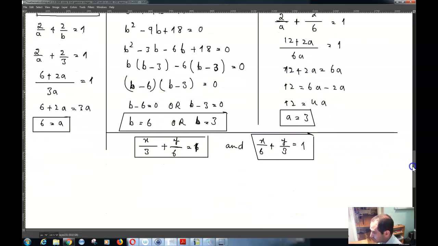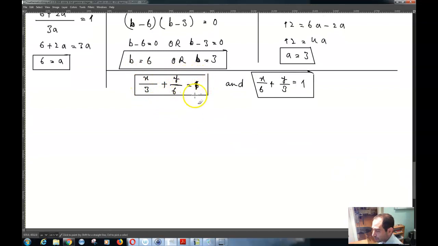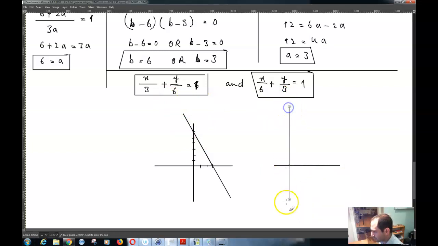And you can try to visualize this line as well. When you write x divided by 3 plus y divided by 6 is equal to 1, what that means is that this line has an x-intercept of 3, so 1, 2, 3, and your y-intercept is 6, and so the line would be something like this. This other line is a straight line whose x-intercept is 6, and your y-intercept is 3, so you would get something like this. Both have negative slopes, but the slope of this line is a larger negative number.